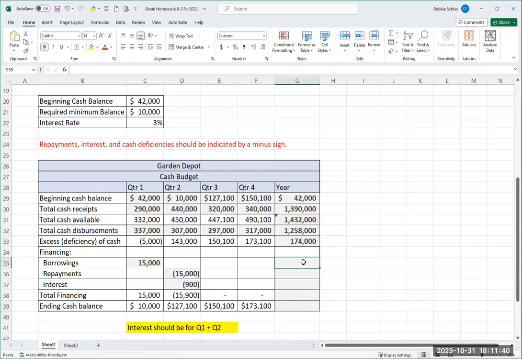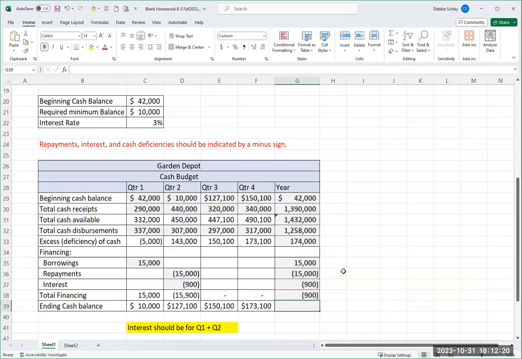So my borrowings for the year will be the sum of all of these, which is just one number. And then same for this one. It's going to be the sum of these. So it's negative 15,000. And then same for this one. It's the sum across of these. So it's negative 900. And so my total financing will be the sum of those three numbers.